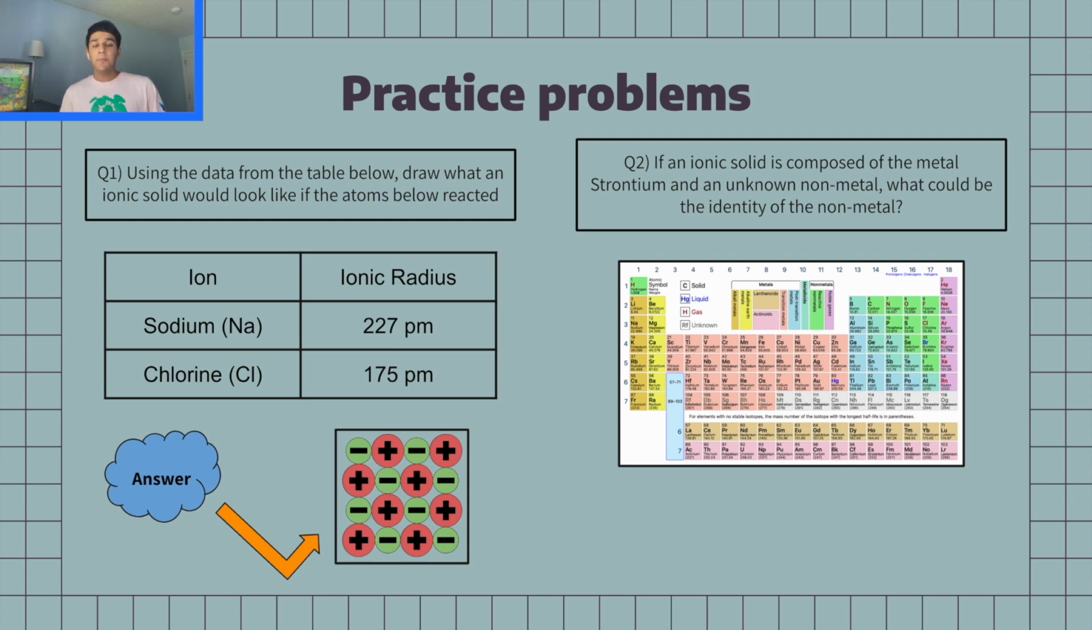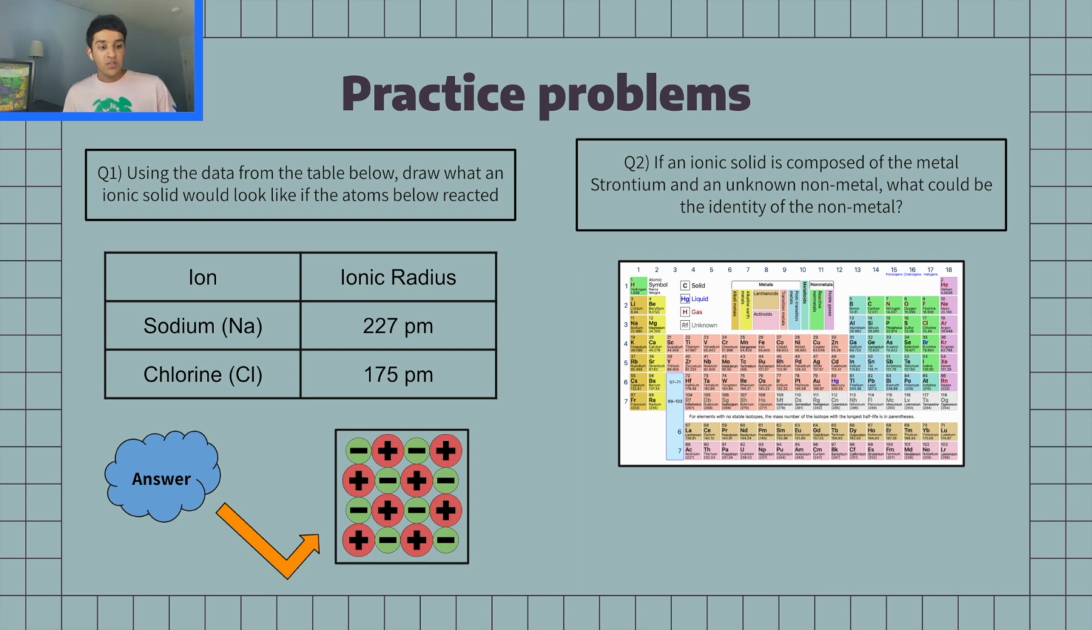The first one is that whenever you're dealing with ionic solids, it all comes down to charge, right? So all you need to do is first find the charge of strontium, which is going to be +2. And then you want to find a non-metal that has a charge of -2, right? To neutralize the charge of strontium and form an ionic solid. So I'm going to give you guys some time for that.